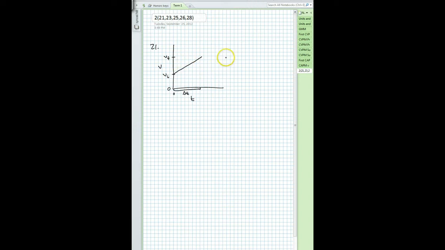this line. And so the slope of that line is going to be the rise, which is delta v, vf minus vi, over the run, delta t. So that's going to be 25 meters per second minus 13 meters per second over 6 seconds, which will give us 2 meters per second per second. Okay, the next thing we want to know is how far it traveled, and that means area.